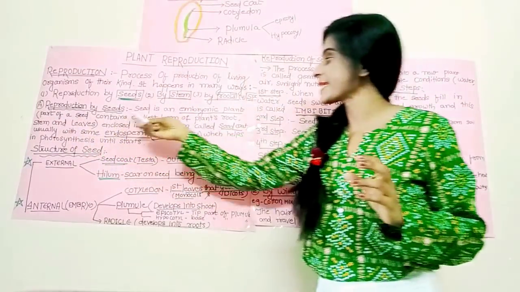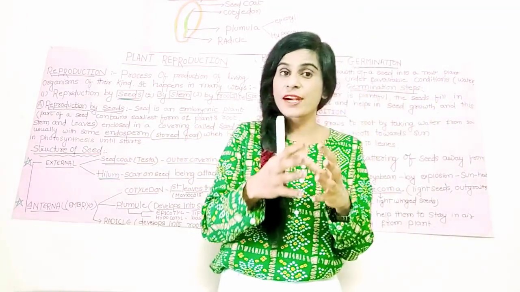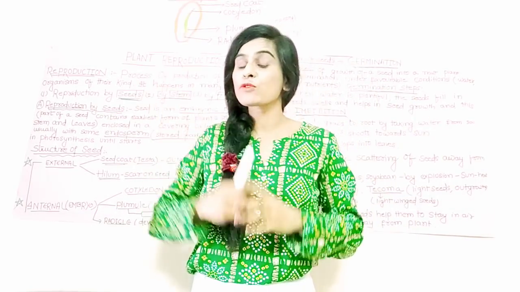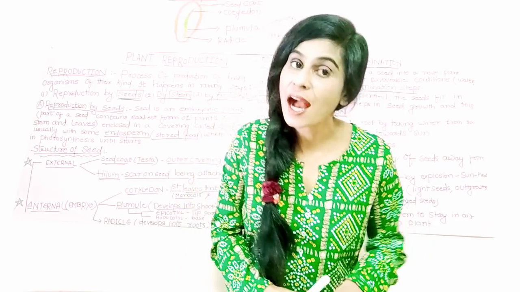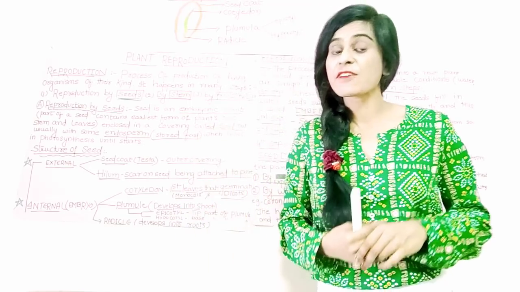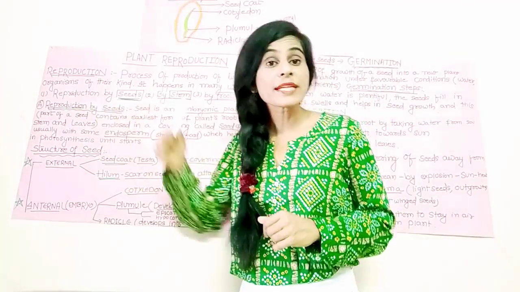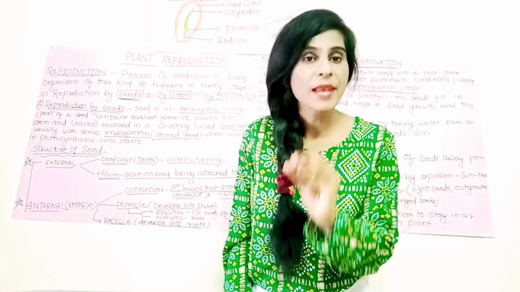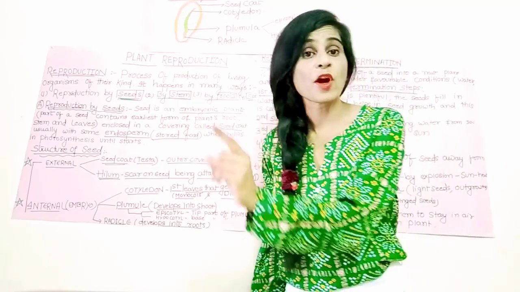Part of a seed contains the earliest form of the plant's root, stem and leaves, which is enclosed in an outer covering, and that outer covering is called the seed coat or testa. So how do plants reproduce? The first one is by seeds. Then what is a seed? A seed is an embryonic plant. Remember, a seed is an embryonic plant.